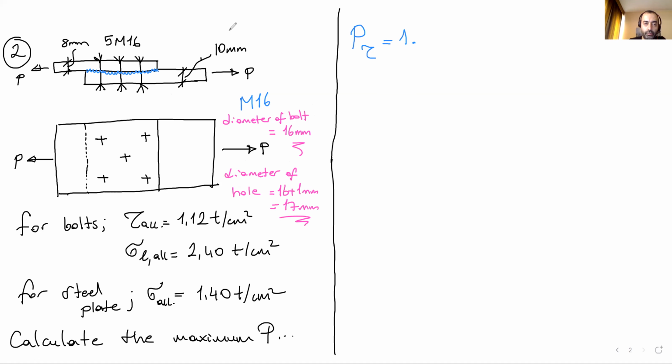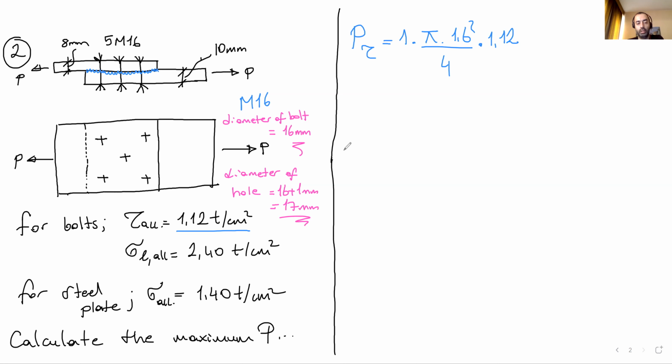Let's go back. P times 1.6 squared over 4. This is the area for the bolt. Okay, area times the allowable stress for shear gives us the capacity of that bolt. The allowable stress here, 1.12. Okay, 1.12. This is the capacity for the one bolt.